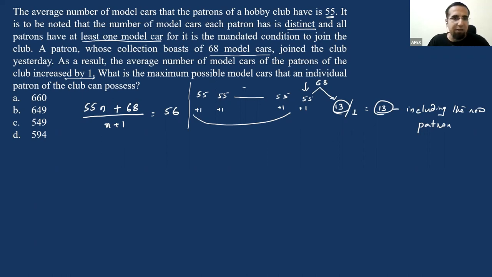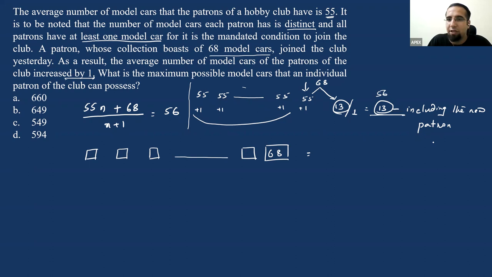Now this question says, what is the maximum possible number of model cars that anybody can have? So let's do this in a very simplified way. I have total 13 people. So this is my first guy, second guy, third guy, and so on. These are my 12 people, and this is my 13th person, that is 68. And this sum total we know is 56 into 13.